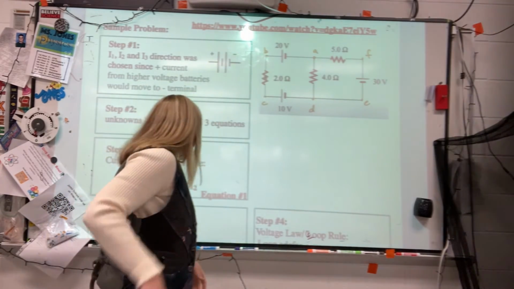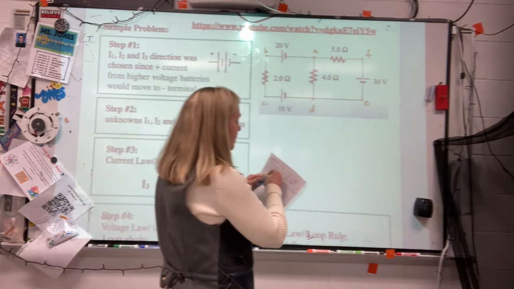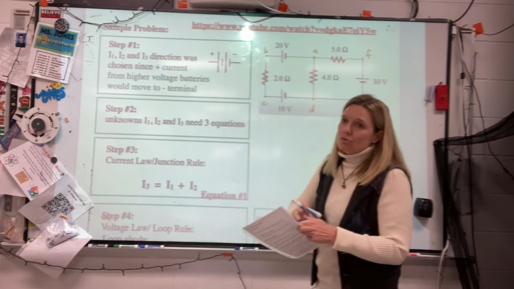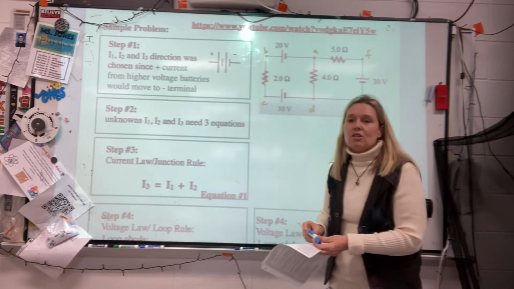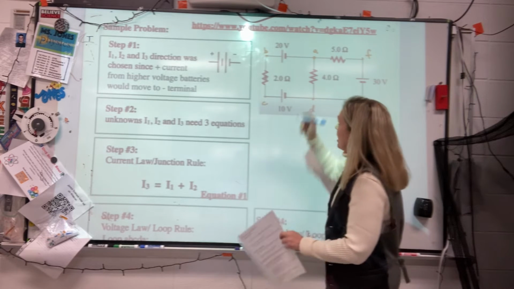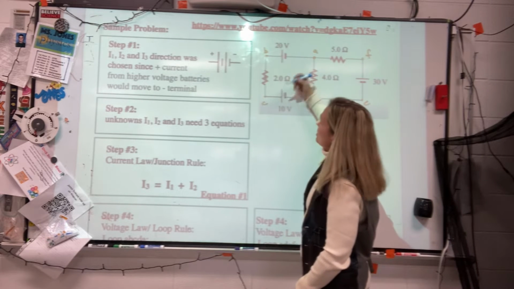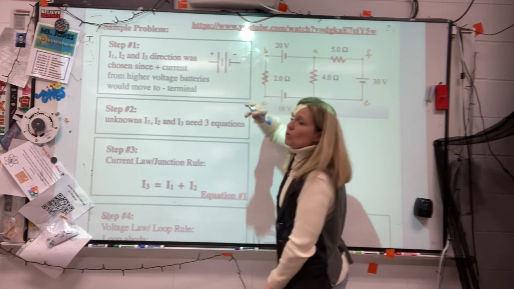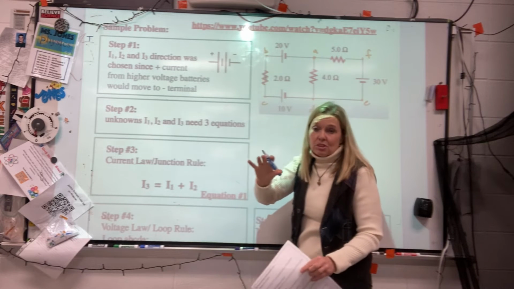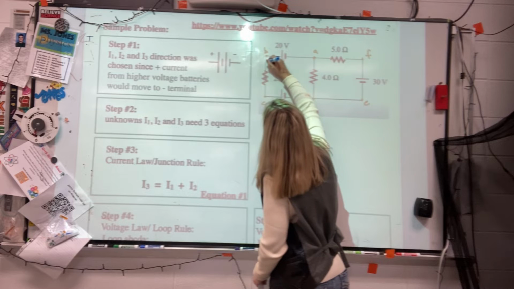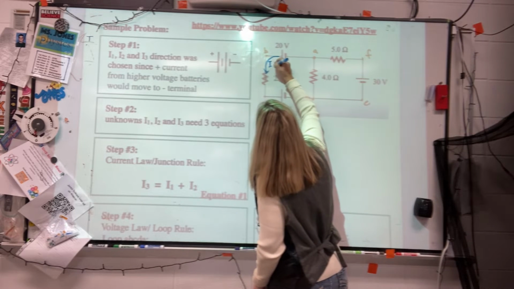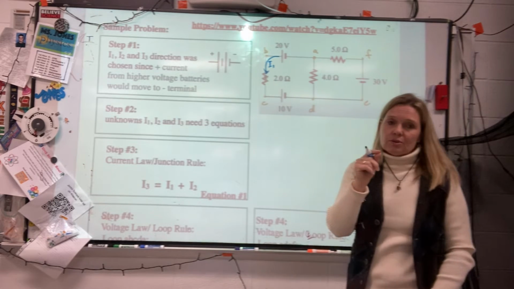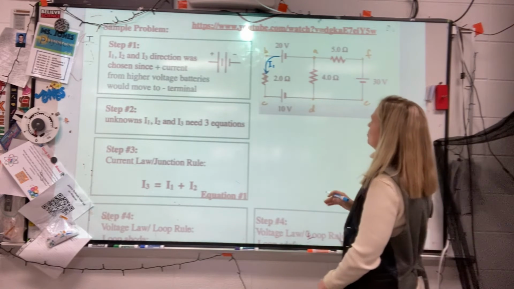I'm going to do it in blue because that's what it is on my other paper. So I'm going to do what Josh was saying. Which way is it going to go? This battery is more powerful than this one, so I think that's probably what's going to happen in the end. So let's choose this. I'm going to draw that, and that's my I1. I'm going to keep referring, because any little mistake will mess this up.